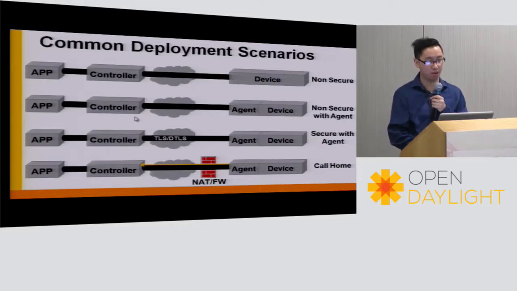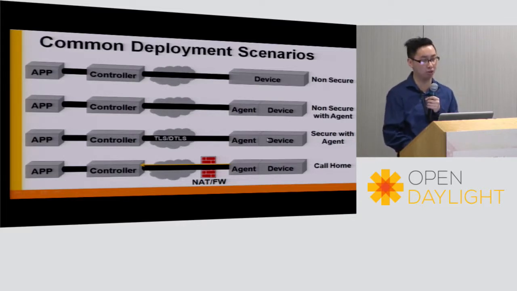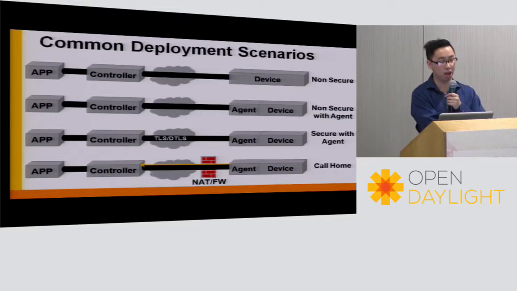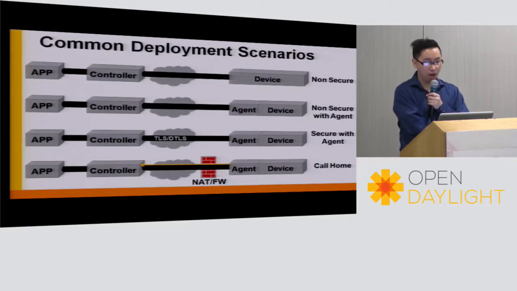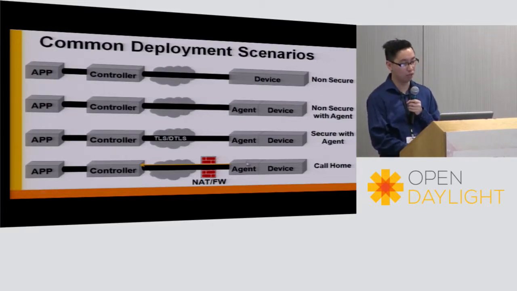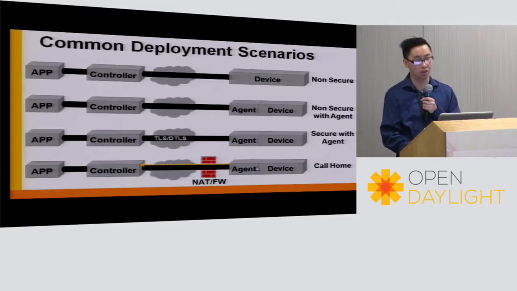Now, the common scenario for USC is to have an agent installed in the device with the security module enabled, and the channel will be using TLS for TCP communication and DTLS for UDP. Another scenario that we support is if your device is behind a NAT or a firewall. We call this the call home scenario, where the device initiates the connection to the controller using the call home client inside the agent of the device.